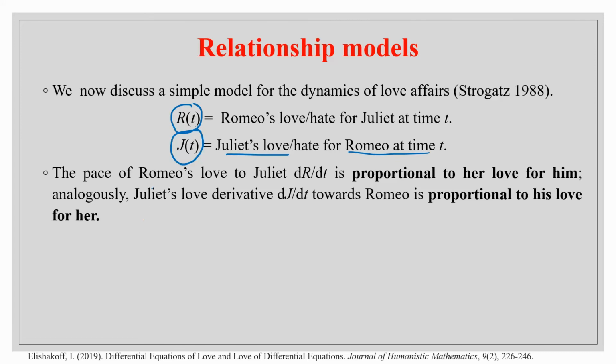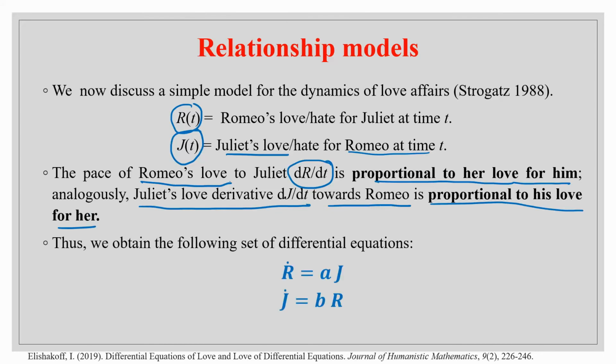Now in the first simple model, Romeo's love for Juliet, that is dR/dt, is proportional to her love for him, and Juliet's love derivative towards Romeo is proportional to his love for her. If we write this as a mathematical equation, we will have this model. This one gives the rate of Romeo's love and this is the rate of Juliet's love. I have taken this from this article, so you can refer to it if you want to read more.